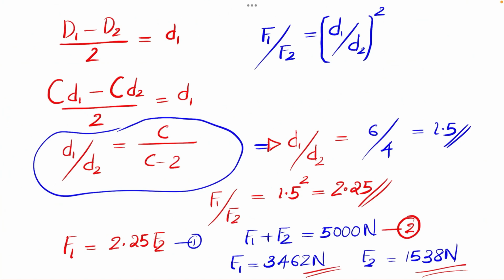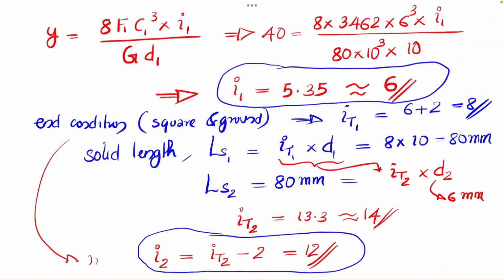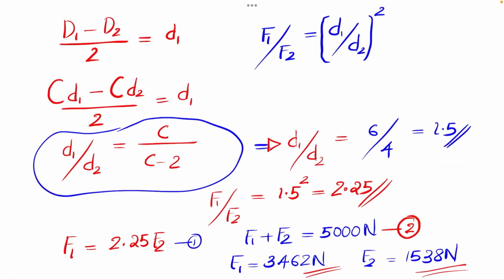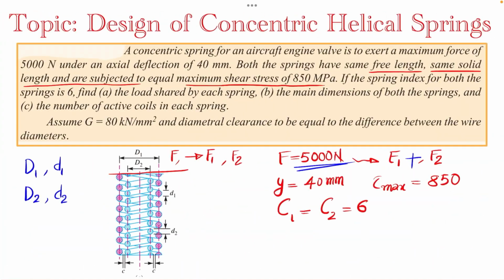Now we have solved all parts of this question. First we evaluated the share of load that is carried by the outer and inner coil. Then we calculated the dimensions, the wire diameter as well as the coil diameters. Then we evaluated the total number of active coils within the outer and inner. So this is the way to solve a problem on concentric helical springs.